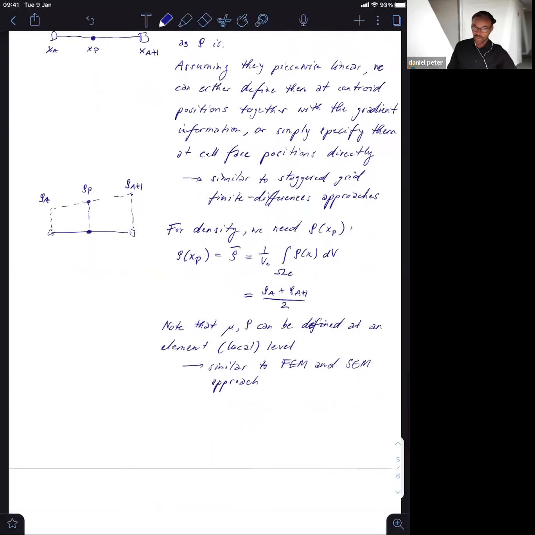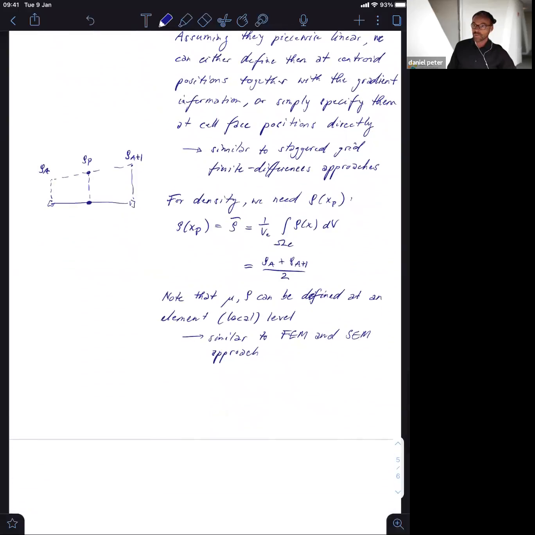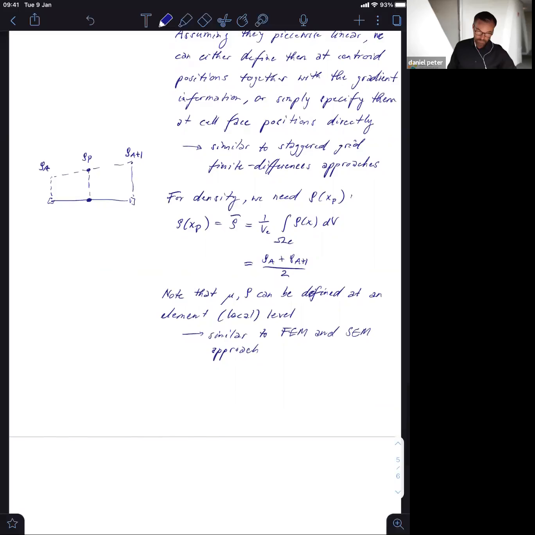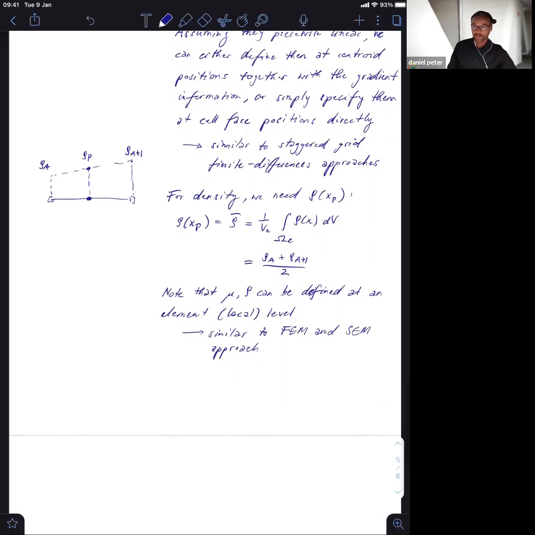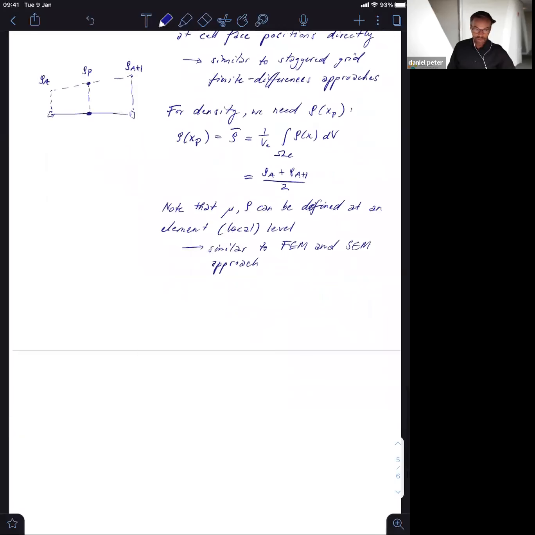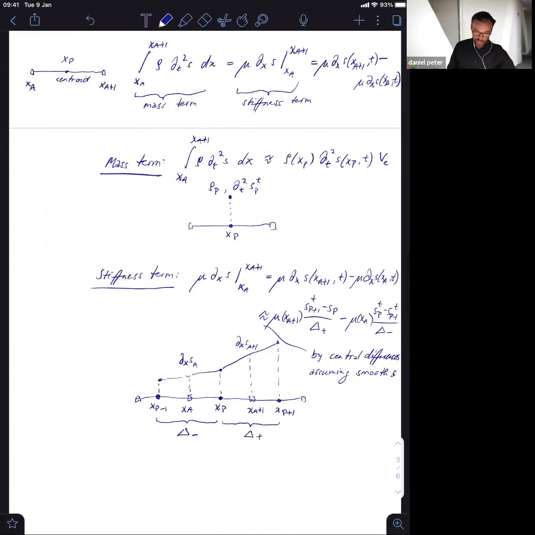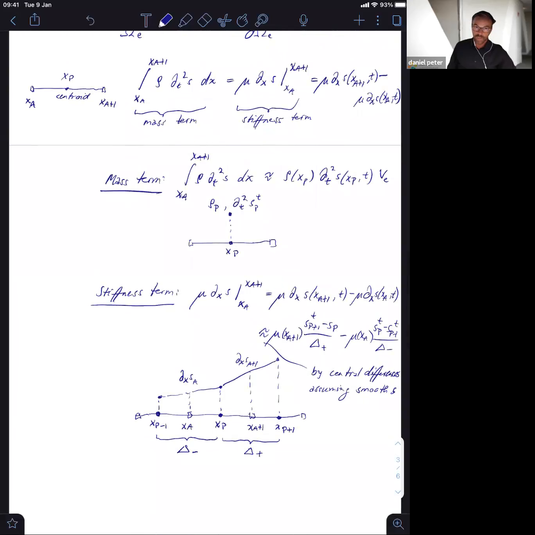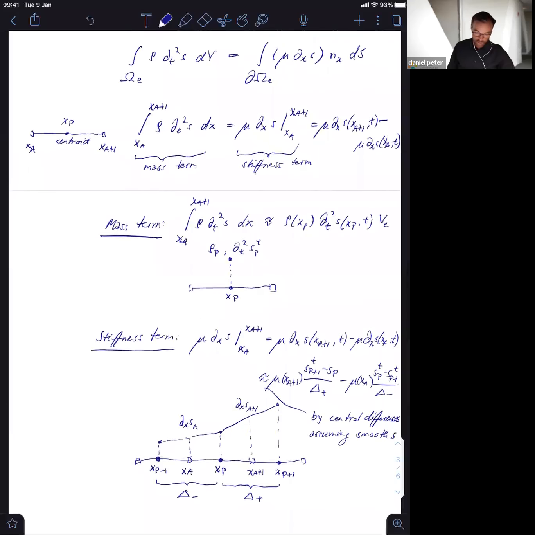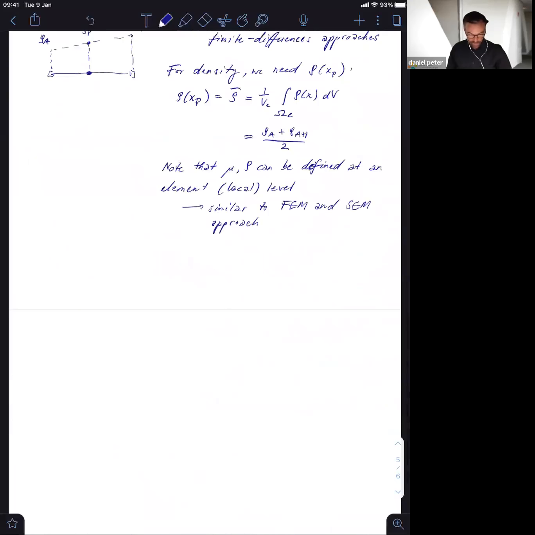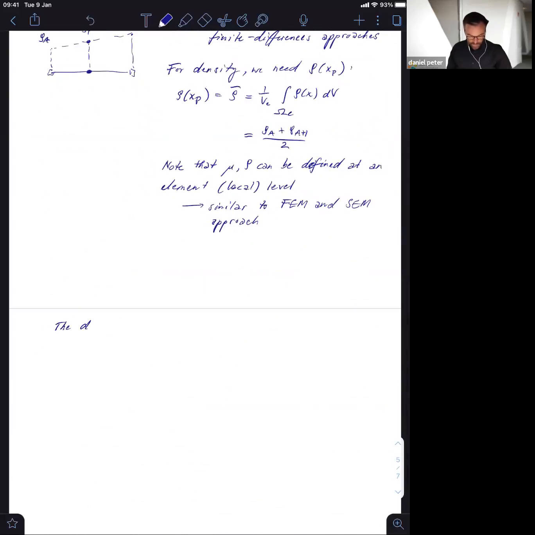Good, and again, the material properties are allowed to be discontinuous with the finite volume approach. So we can define them on an elemental level rather than on a global level. Good, so let me write down the discretized equation, like the one we had above here. So the integral form discretized will then just look like this.